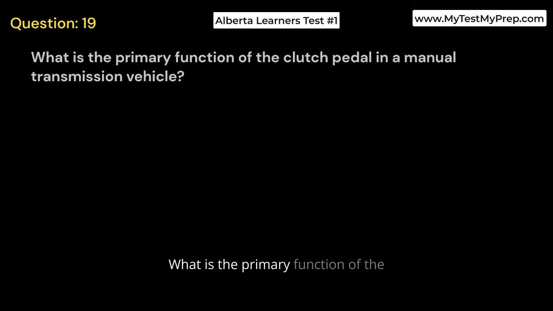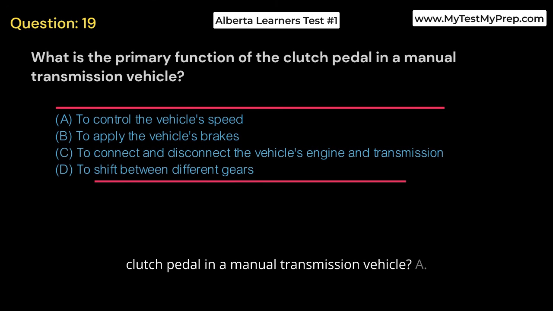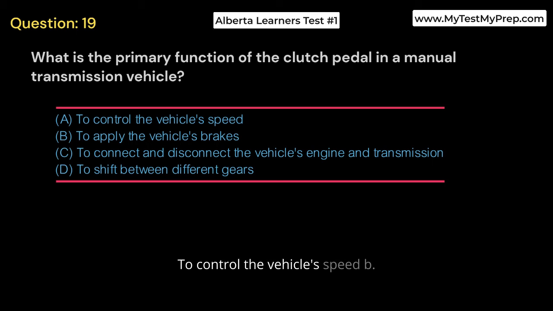What is the primary function of the clutch pedal in a manual transmission vehicle? A. To control the vehicle's speed. B. To apply the vehicle's brakes. C. To connect and disconnect the vehicle's engine and transmission. D. To shift between different gears. Answer C. To connect and disconnect the vehicle's engine and transmission.